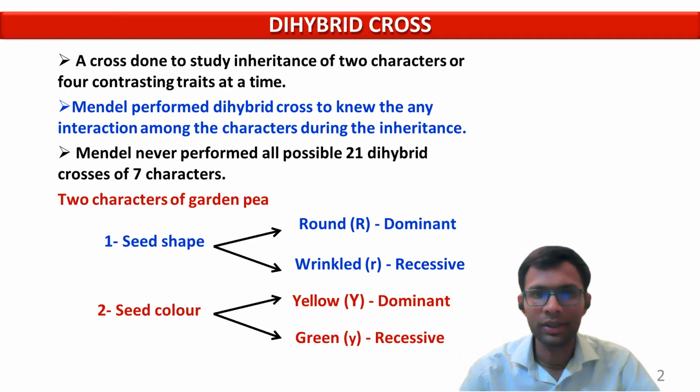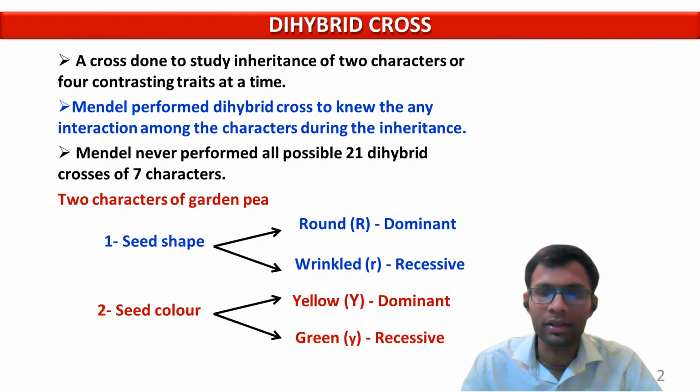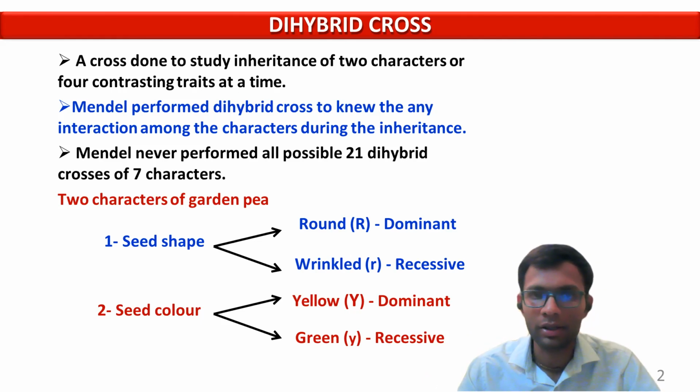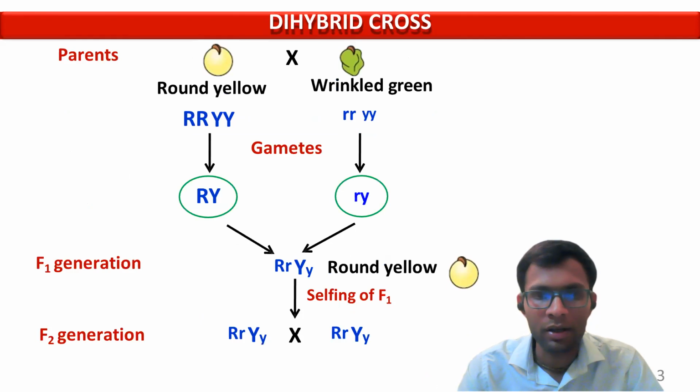The question comes here: why did he want to study the dihybrid cross? The simple reason is that he just wanted to see whether the inheritance of one character depends upon the inheritance of the other character, or whether the inheritance of one character affects the inheritance of the other character. That was the simple reason behind the study.